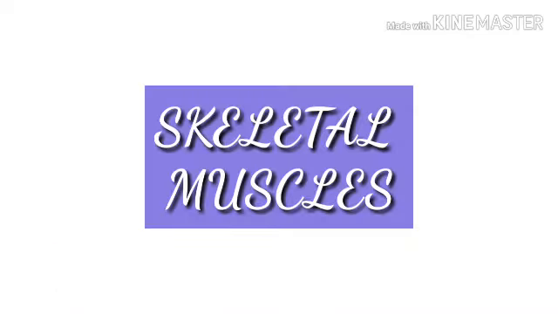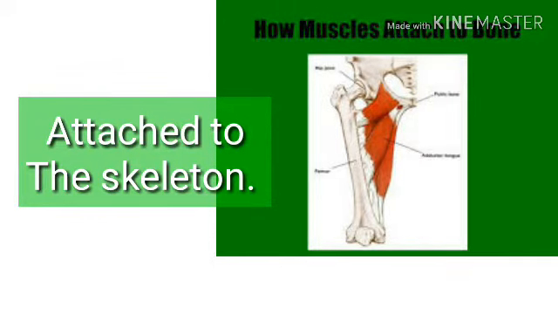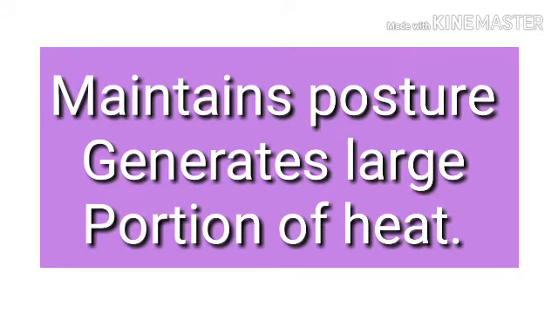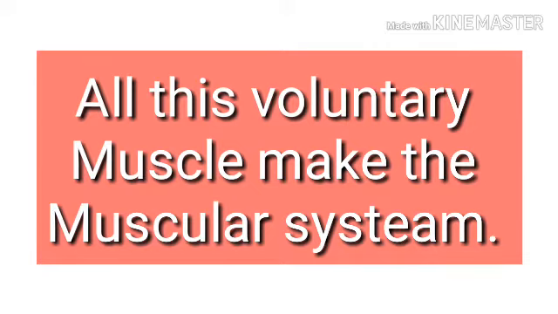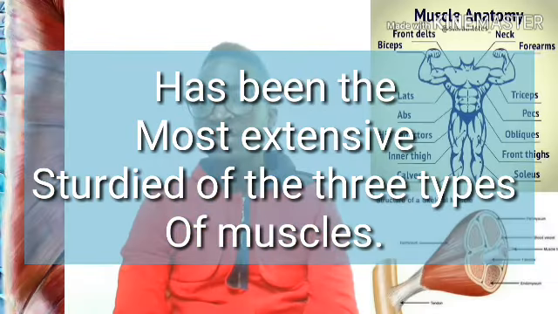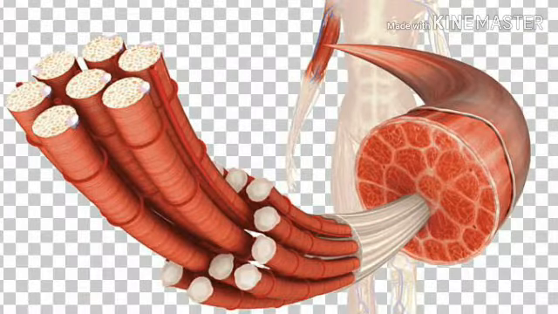Skeletal muscles. These are attached to the bones of the skeleton and are responsible for voluntary movement. They also maintain posture and generate a large portion of the body's heat. All of these voluntary muscles together make up the muscular system. The discussion that follows describes the characteristics of skeletal muscle, which has been the most extensively studied of the three muscle tissues.